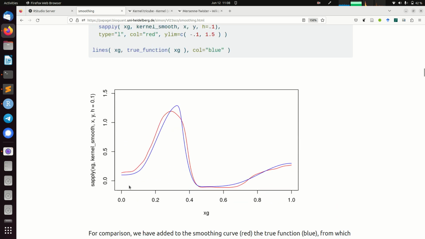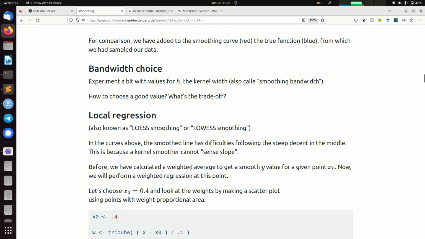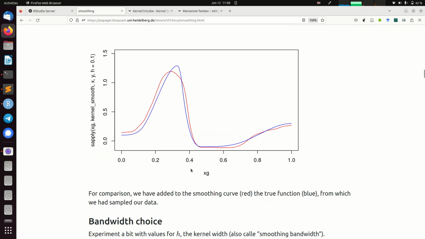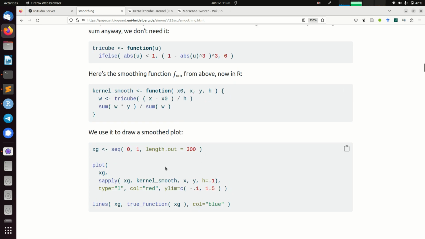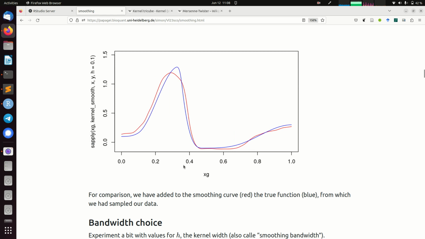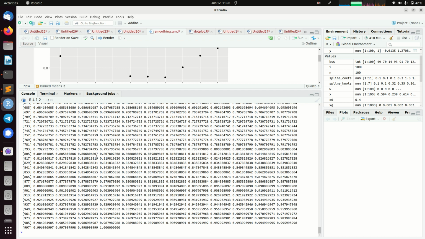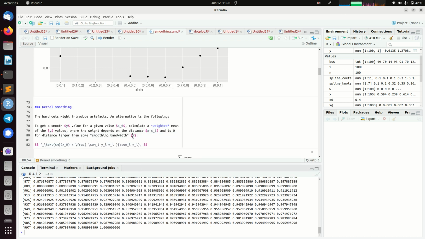The red points are my smooth kernel. The blue points are the original kernel. And you see it worked reasonably well. With one thing that we now have to think about: what's the bandwidth? I used here a bandwidth of 0.1. So what happens if I make the bandwidth way too small? It gets very wiggly.